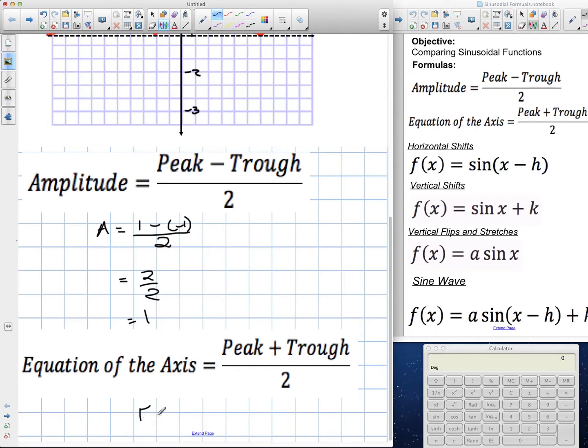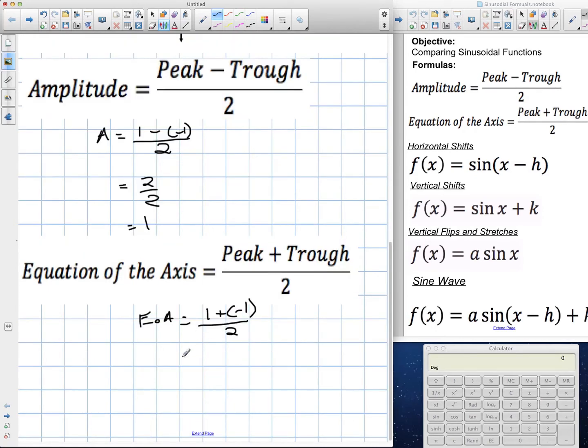The EOA, we'll call it, equation of the axis, yep. So the peak is the number 1, and we're going to add -1 to it, divided by 2. In this case, we're ending up with 0 divided by 2, which is 0. x equals 0? Not x. It wouldn't be x. If it was x equals 0, that'd be a vertical line. We need a horizontal line. So what variable would it be? y is equal to 0. So that's the equation of the axis.